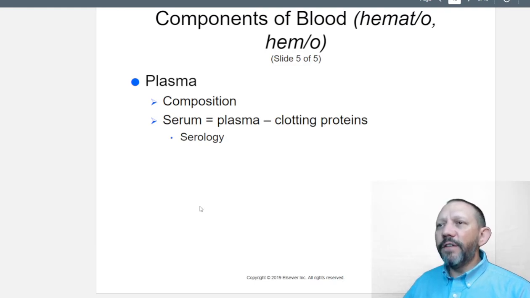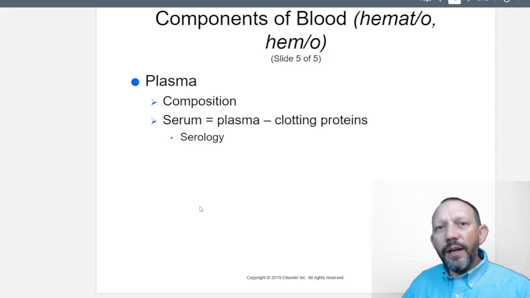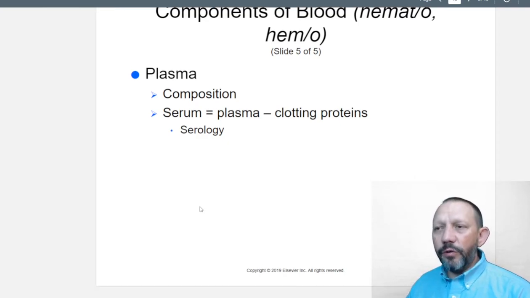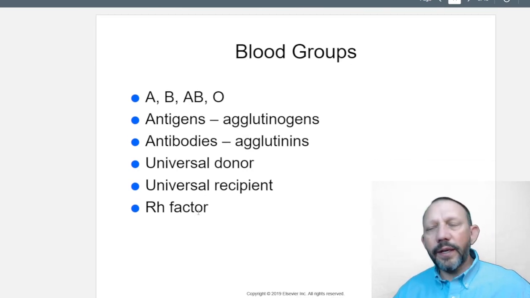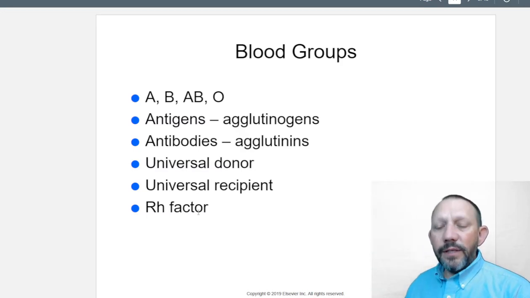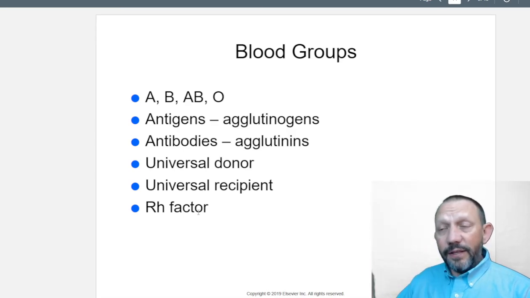Components of blood again, slide 5 of 5. Plasma is the fluid portion. It's oily and generally straw colored. Serum equals plasma minus clotting proteins. Serology is the term for those who study that kind of stuff. You can donate serum by itself or plasma all by itself, and it's worth more because they can use that as a base for a lot of things.